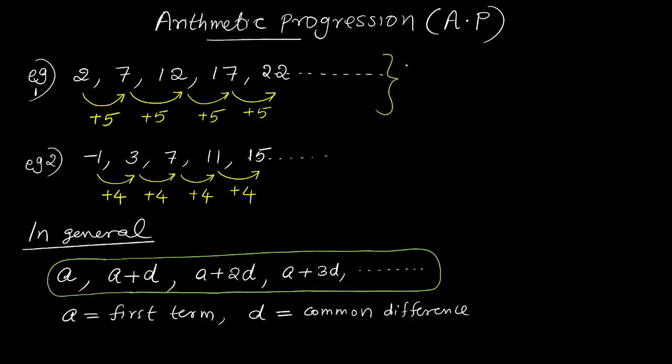For the first example, actually it is not required, but let me ask you. In the first example, A is actually 2. The first term is 2. The common difference is 5. This A and D are very important terms. For the second example, what is A and D? The first term is -1. Common difference is 4. The 4 is to be added to get the next term. That's why this is written.